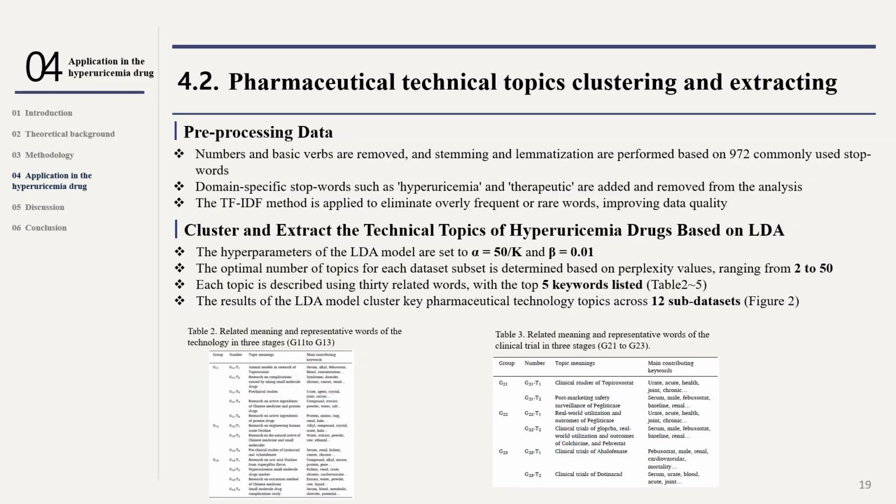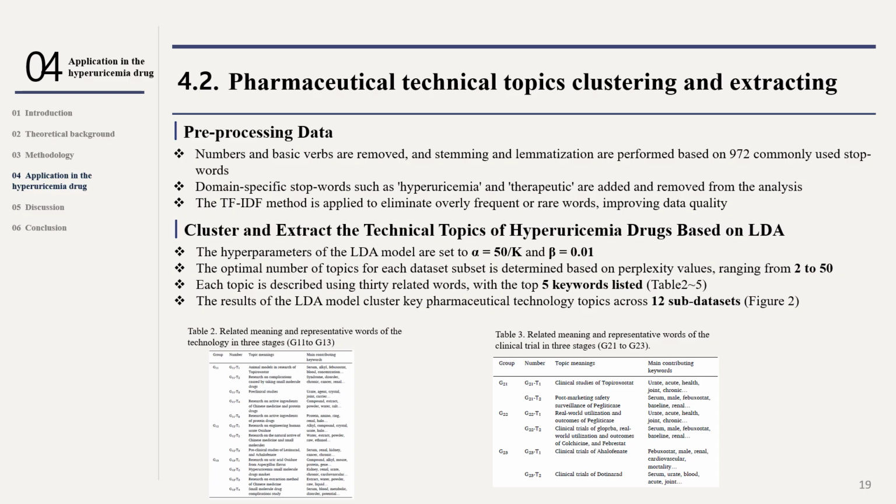Next, in pre-processing the data, numbers and basic verbs are removed and stemming and lemmatization are performed. Domain-specific stop words such as hyperuricemia and therapeutic are added and removed from the analysis. The TF-IDF method is applied to eliminate overly frequent and rare words. Then we cluster and extract the technical topics of hyperuricemia disease based on LDA.